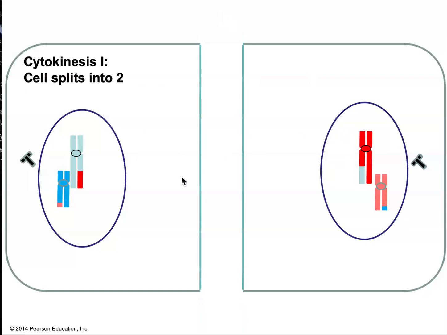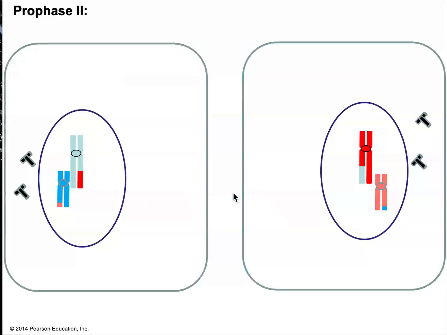Okay, so essentially we went from a 2N cell to a 4N cell back to a 2N cell here. But you can see we still have 2 of each chromosome, although in some cases they might be a mixture of genes from the homologous pairs. So then we go through into another prophase in meiosis 2.